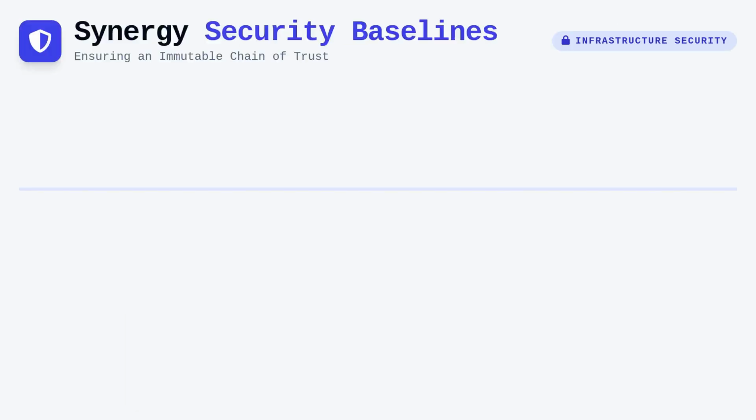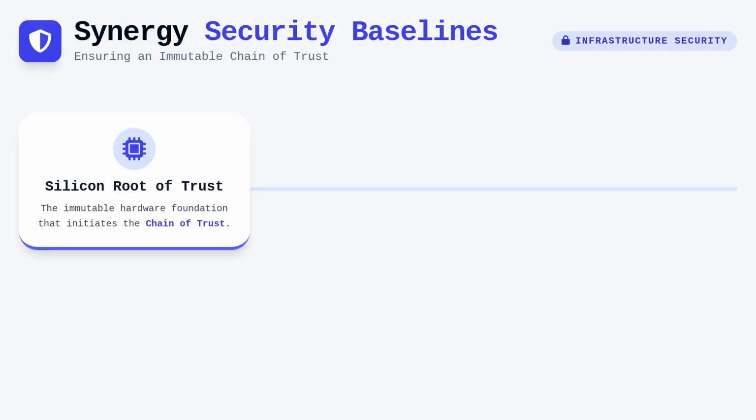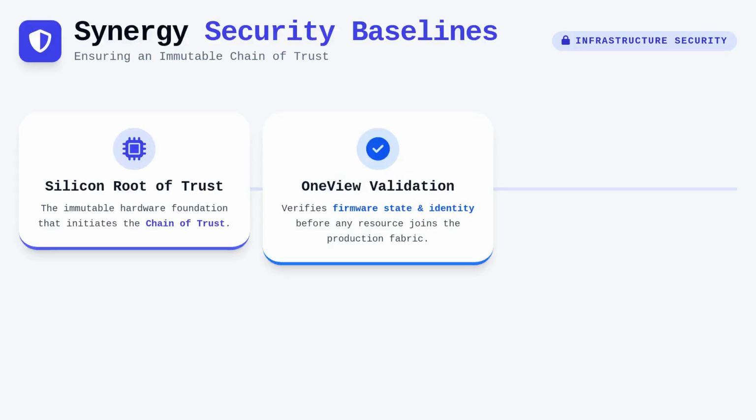Security, specifically regarding the cryptographic baselines, remains a non-negotiable aspect of the Synergy ecosystem. Every node and module participates in a chain of trust that starts with the silicon root of trust embedded in the hardware. When you compose a resource, OneView validates the firmware state and security identity of the hardware before it is allowed to join the production fabric.